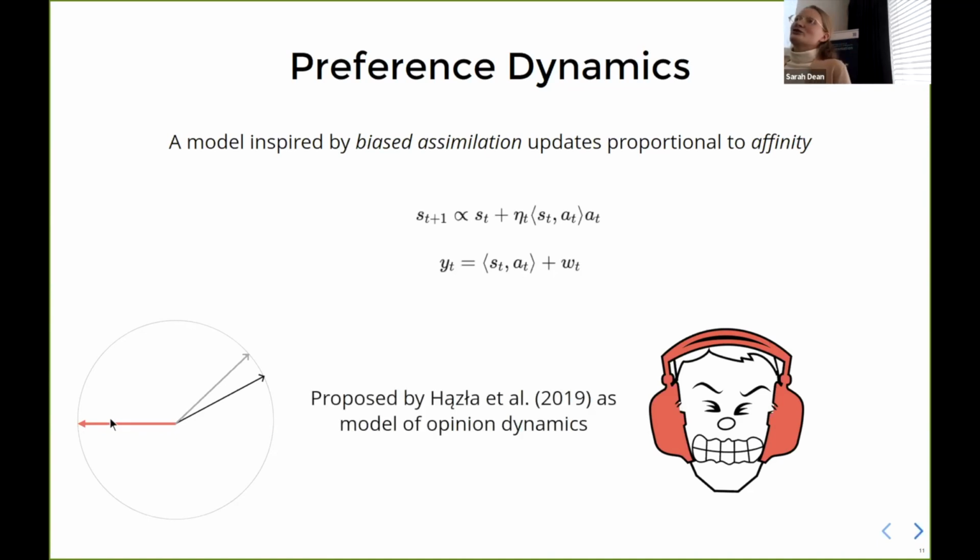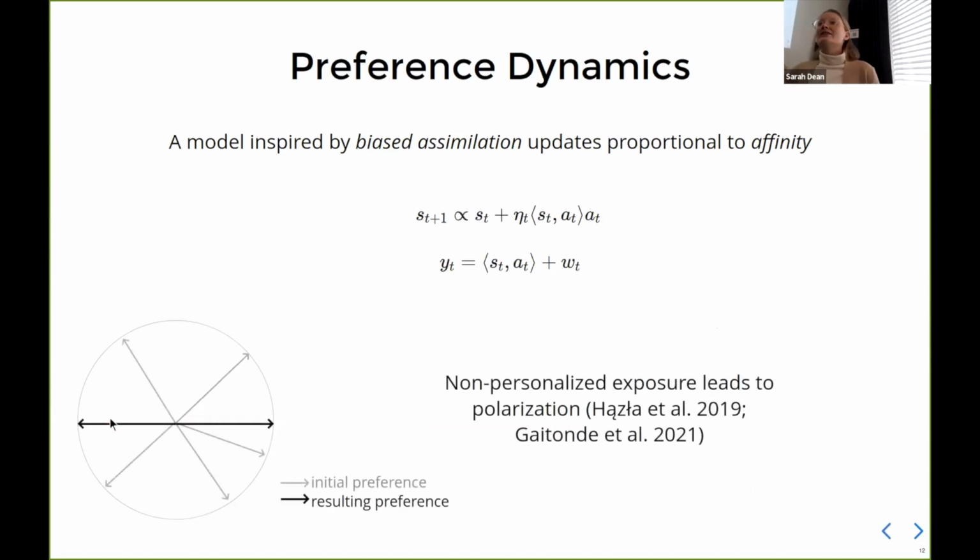And so this model was first proposed, so I guess I should say models of bias assimilation have been around for a long time, but this particular vector model was first proposed, as far as I'm aware, by Hazla et al. in 2019 as a model of opinion dynamics to investigate how people's opinions about maybe hot button political issues form and are impacted. And in that work, the focus was on polarization, and how bias assimilation can give rise to polarization.